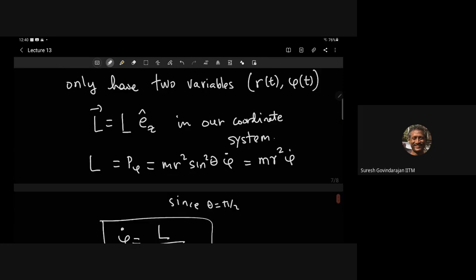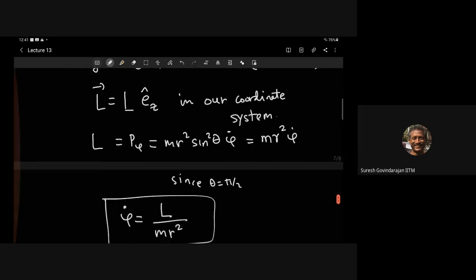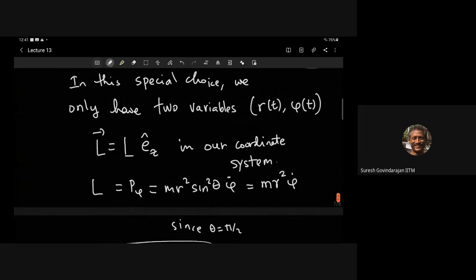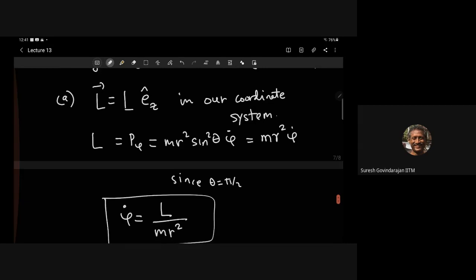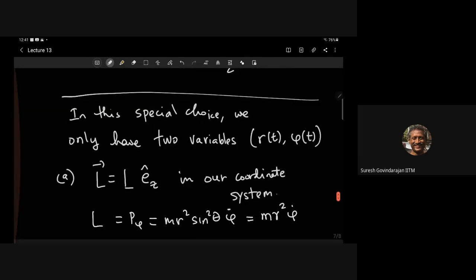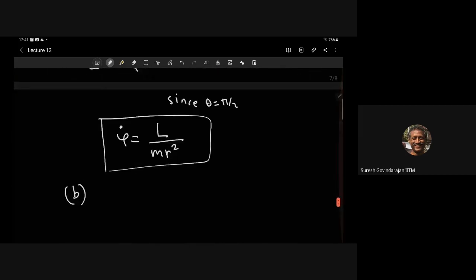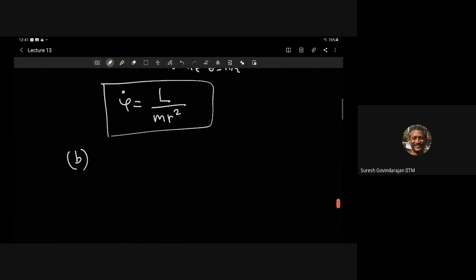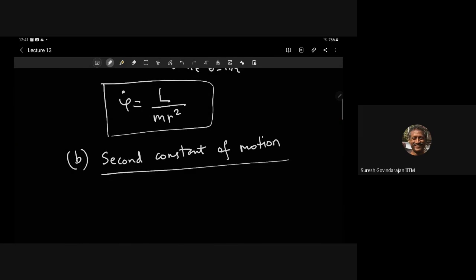So this is the first part of our solution. We solved for phi dot. Phi dot we can get if we know r of t, though we still have to do one integration. But we can also use energy. The second constant of motion: there is no explicit time dependence, so E, which is equal to T plus V, is conserved, a constant of motion.